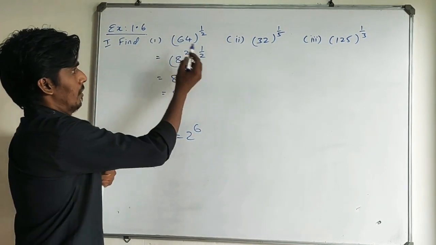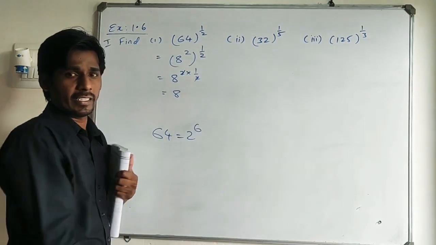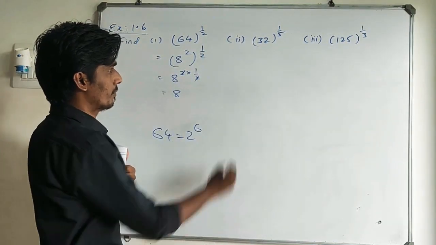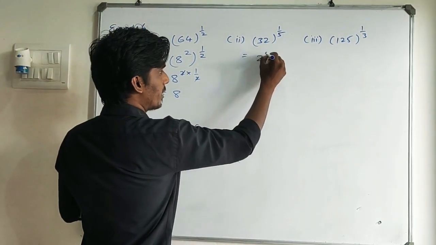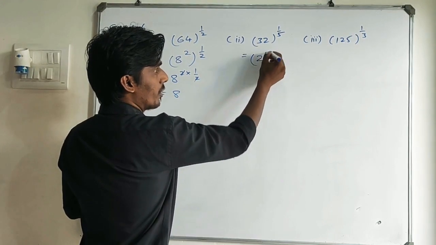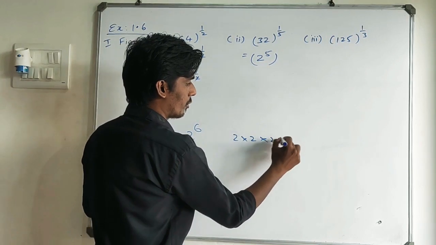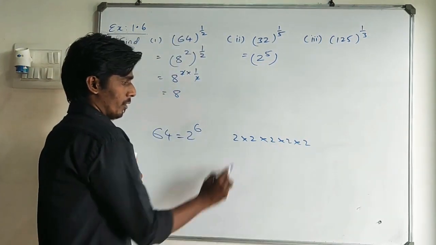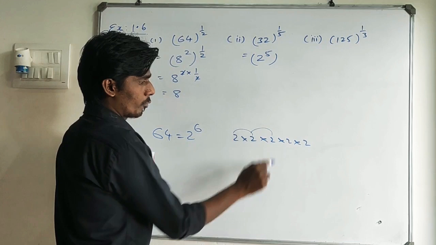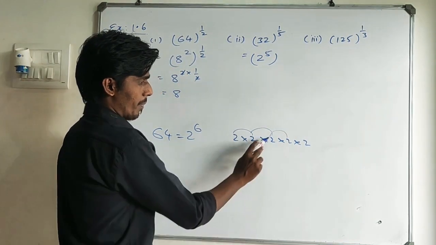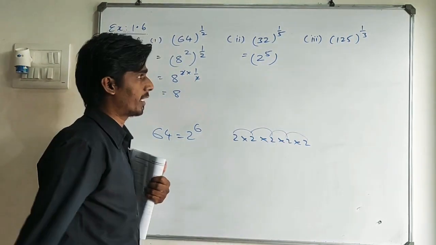अभी तुम्हें लगेगा just now I told you 64 means 2 raised to 6. But here as per the power we have to take the number. Now if you look here, 32. So it's 2 raised to 5. 2 raised to 5 क्या होगा? 32. Because 2 into 2 into 2 into 2 into 2. 2 2s are 4, 4 2s are 8, 8 2s are 16, 16 2s are 32.